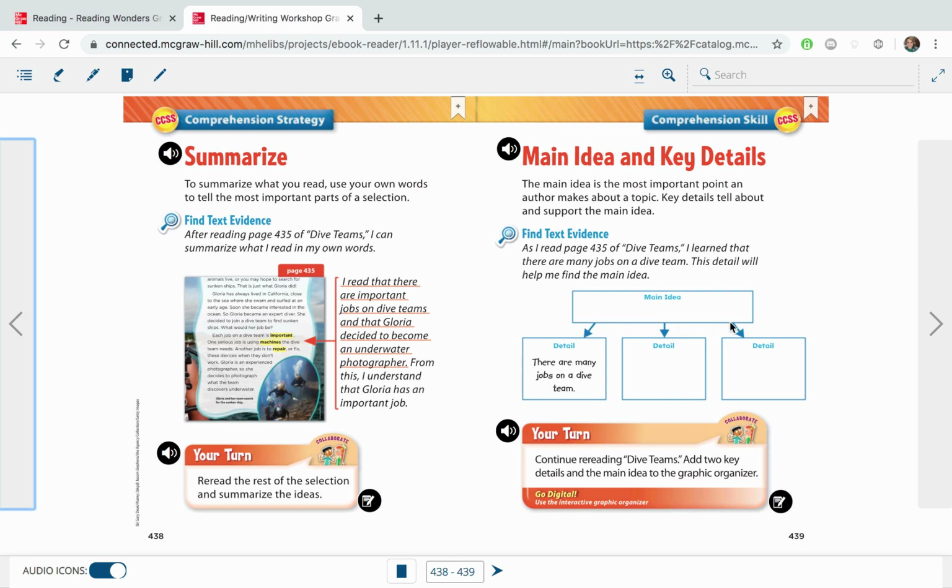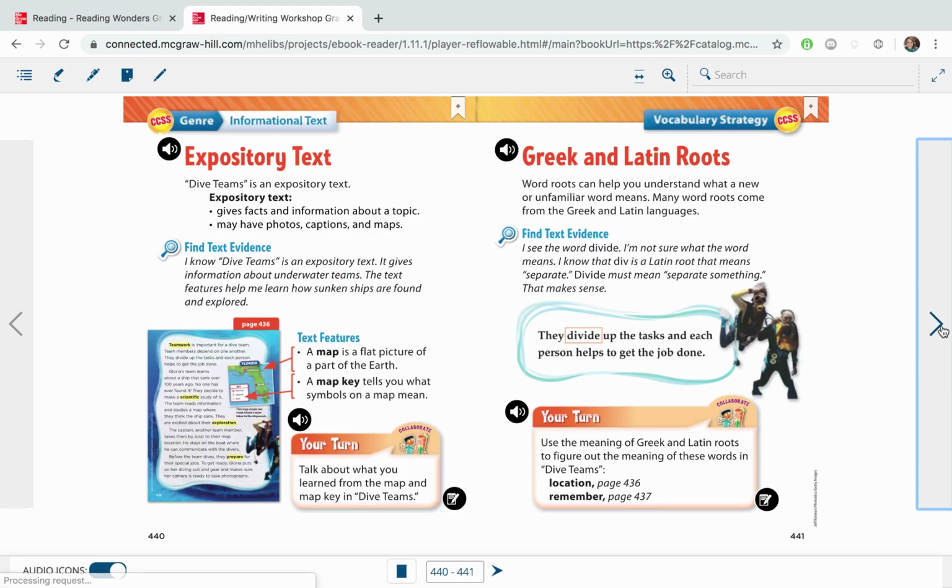If you told me the main idea and I said, tell me more about that, you would be able to tell me details that have to do with the main idea. Okay, the important details. And this helps you be able to summarize as well. Okay, our genre is expository text again. I love expository text. It helps us learn, but it's also usually enjoyable and has great text features to help me understand the story better.